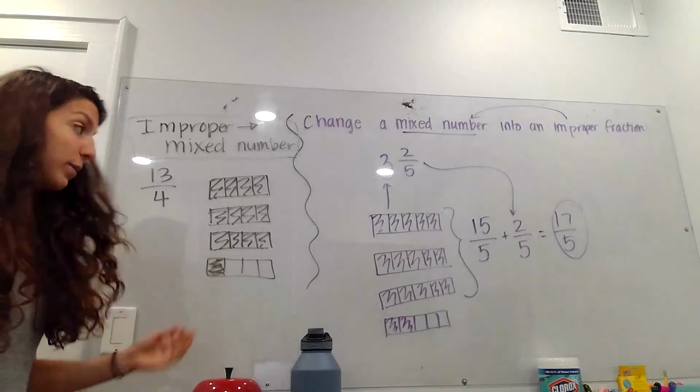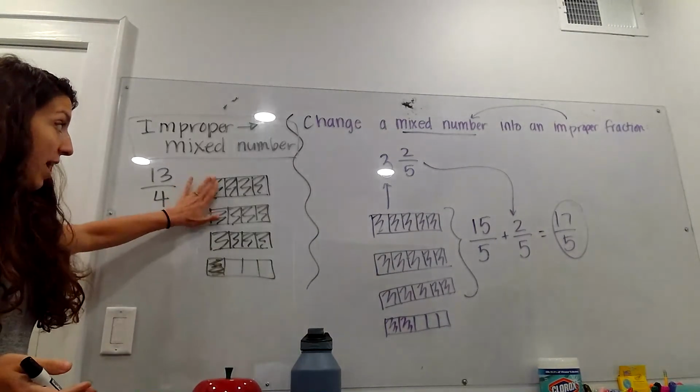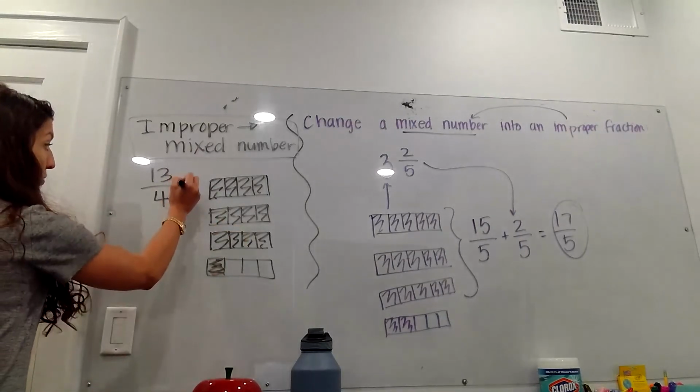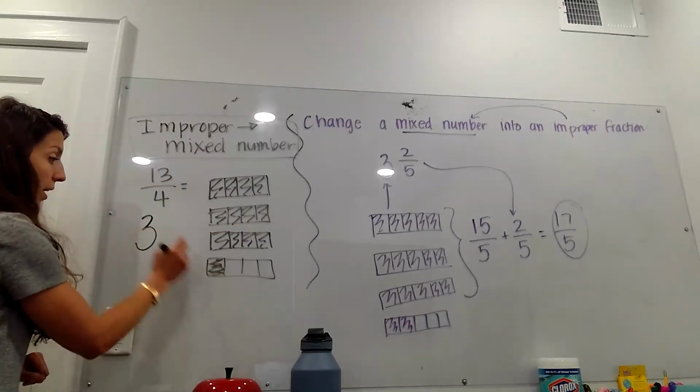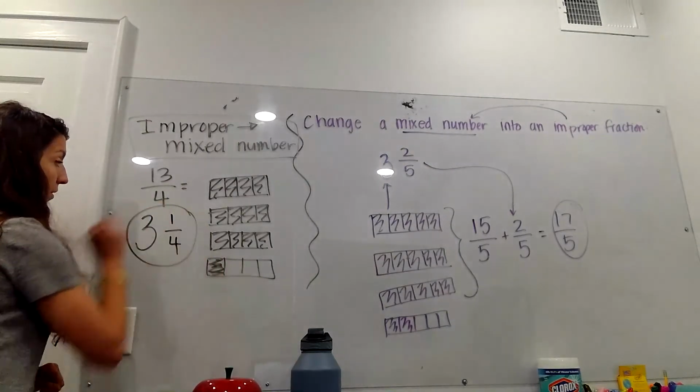What I want to know is how many wholes did I shade and how much is left over. And you can tell in our picture. I have got 3 wholes shaded in. So the mixed number would be 3, and I've got 1/4 left over. 3 and 1/4.